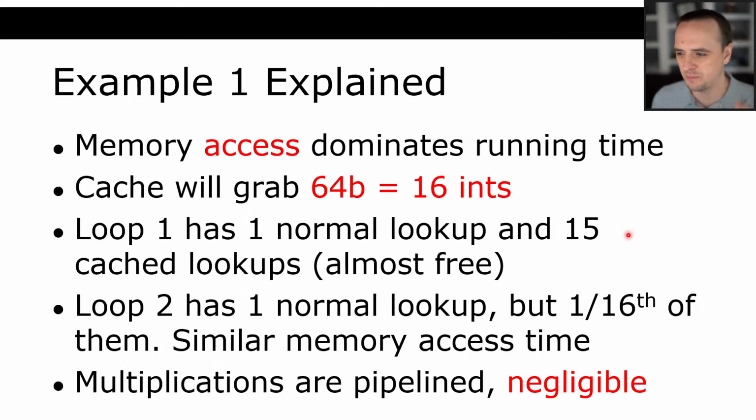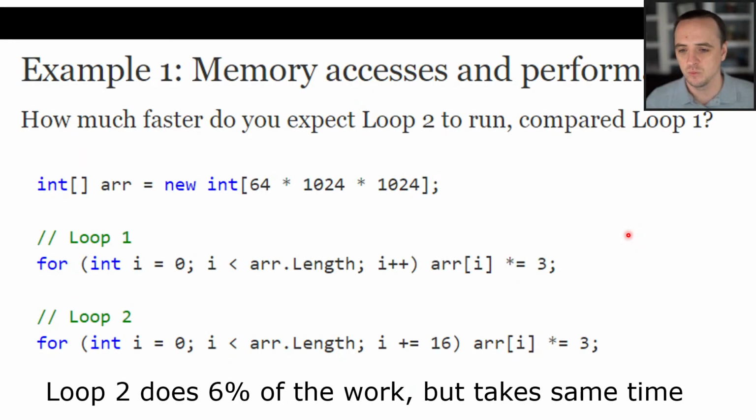I'm not going to get into what pipelining is, but it's a form of concurrency. Basically, at a lower level, maybe 8 of these 16 multiplications are being done at the same time. And so the multiplications here are not the bottleneck at all. It's actually the looking up of the data.